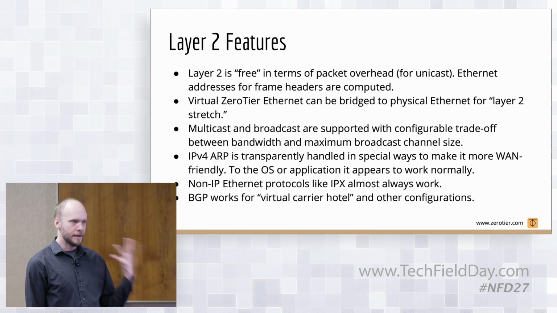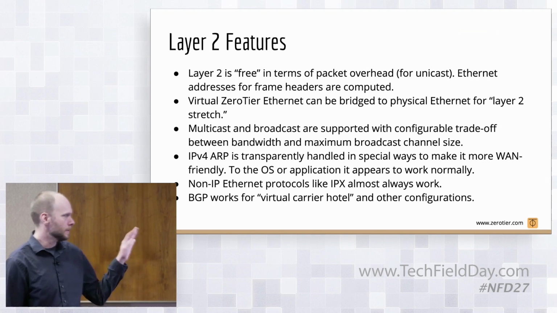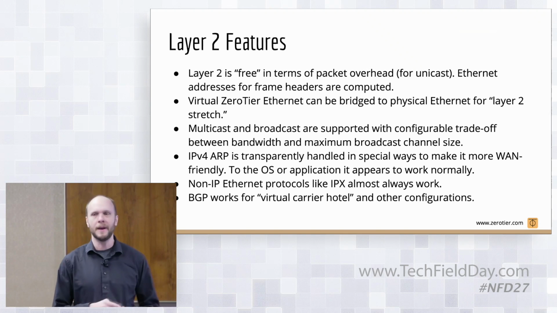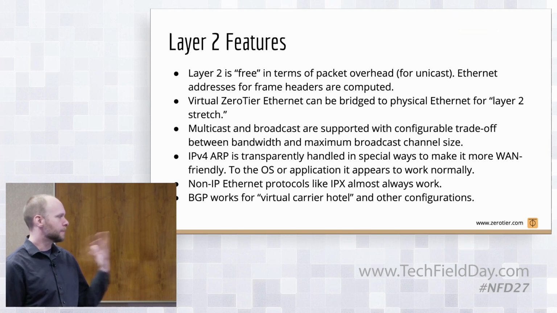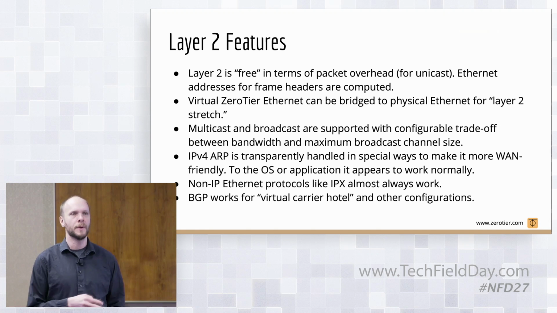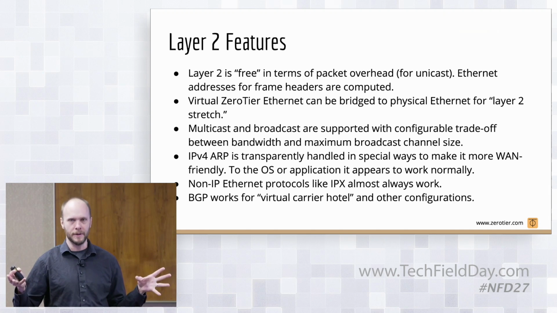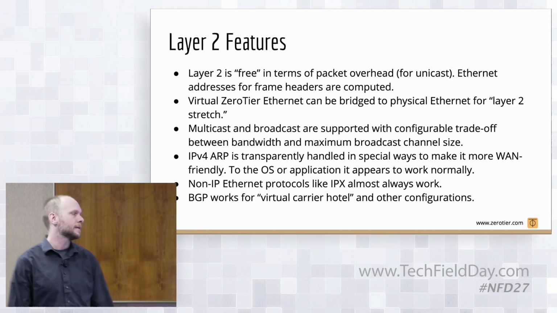More layer 2 features. This is a little design detail that's kind of cool. Layer 2 is free. It doesn't add any packet overhead. It's because the Ethernet headers can be computed. I'm not going to go into detail. I don't have time. Bridging, mentioned that. We do handle IPv4 ARP in a special way because ARP was definitely not designed for a WAN. But the way that's done is transparent to the OS or the device or whatever. So it looks on the virtual wire like it's just doing ARP.